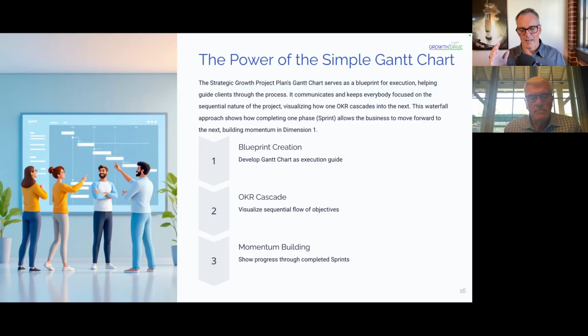And Gantt charts are great at showing progress. So every time you put it up, it's implied: remember, this is where we started. This was our journey, and here's where we are today. And people can see their work building into something bigger.